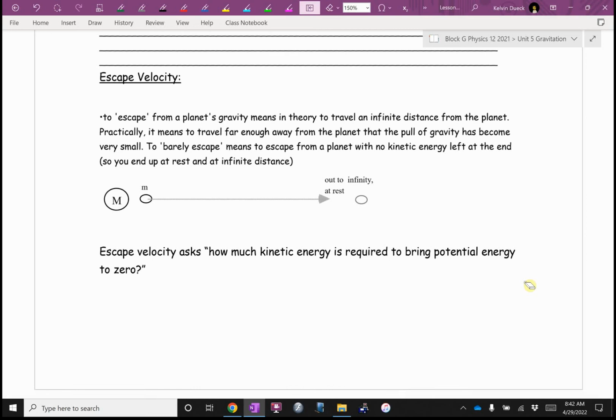What's escape velocity? Here's our physics definition. It means theoretically to travel an infinite distance from the planet, so there's no more gravity. If Aiden was here, he would say infinity. Well, in reality, it means to get so far away from the planet that the gravity from that planet is negligible. You can ignore it. To barely escape means to escape from a planet with no kinetic energy left at the end. So you end up at rest and at infinite distance.